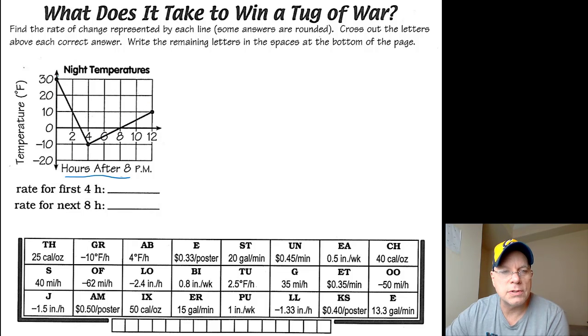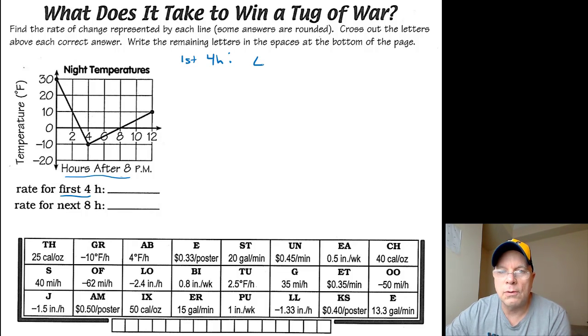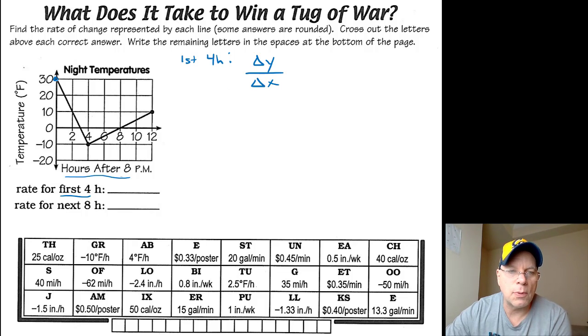And we've got two different slopes. We've got this negative slope for all the times from 8 p.m. until midnight, and then we have the positive slope where the temperature starts to increase from midnight to 8 a.m. So the rate for the first 4 hours, we'll find the change in y over the change in x using this point and this point.